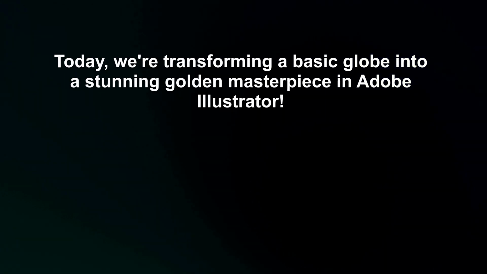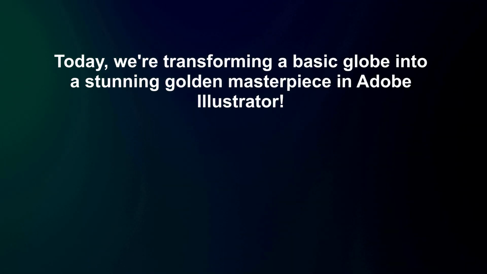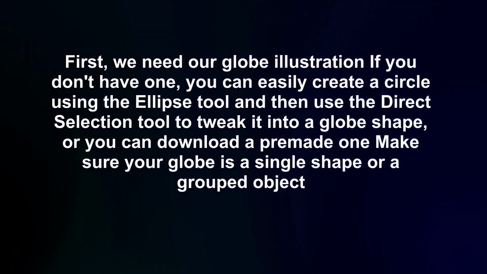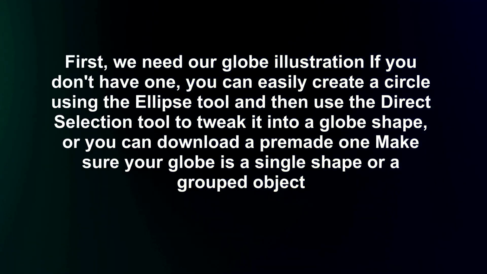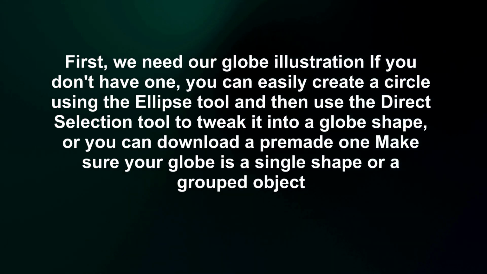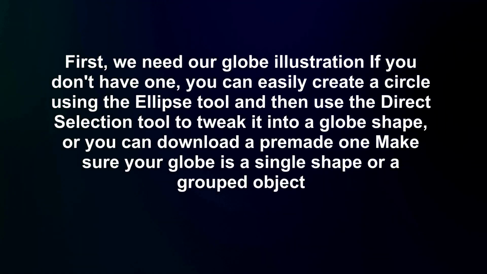Today, we're transforming a basic globe into a stunning golden masterpiece in Adobe Illustrator. First, we need our globe illustration. If you don't have one, you can easily create a circle using the ellipse tool and then use the direct selection tool to tweak it into a globe shape, or you can download a pre-made one.